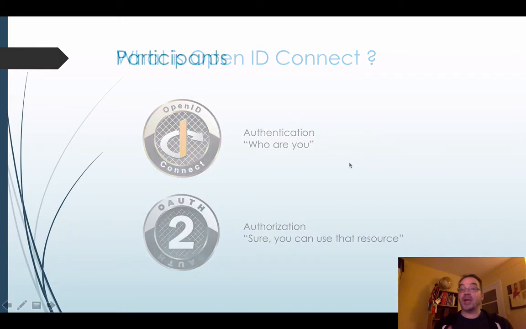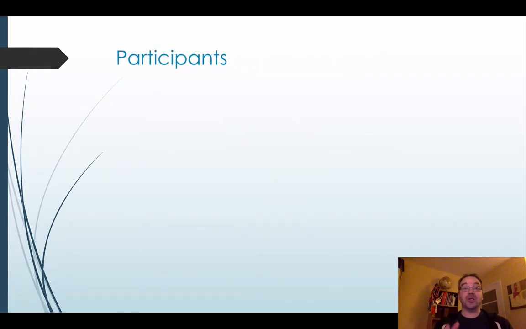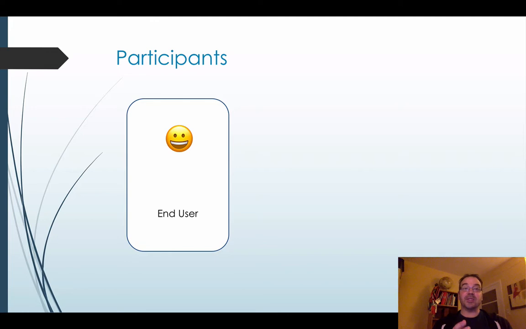Now, in order to understand how OpenID Connect works, we need to cover some concepts first. So let's talk about the participants involved in the process. The end user is the person that wants to authenticate. In OAuth 2.0, he is referred to as the resource owner, and his own identity is a resource that he owns.